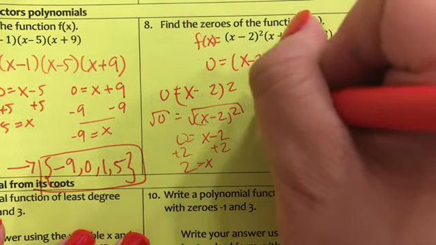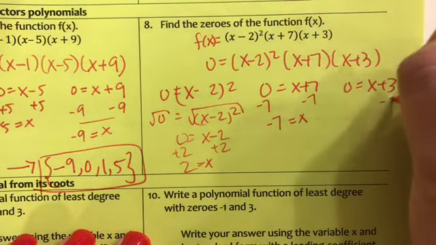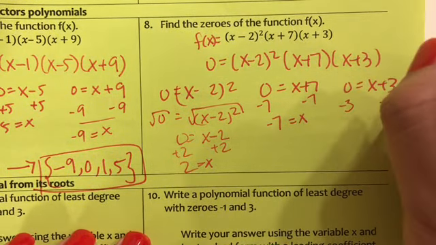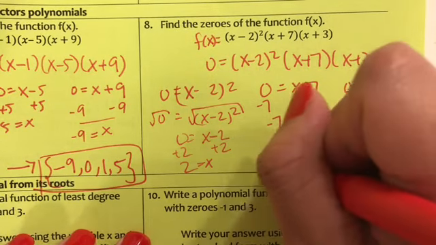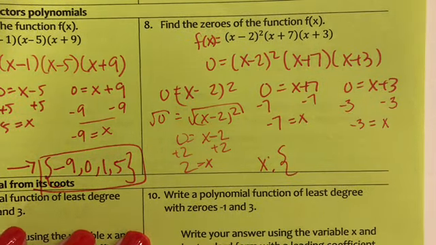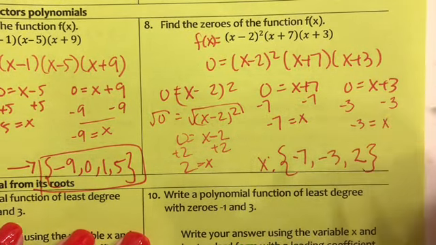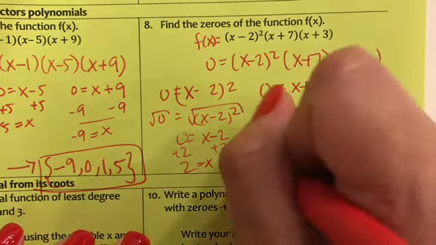We're going to subtract 7 from both sides. x equals negative 7. We're going to subtract 3 from both sides. x equals negative 3. So then our x's are going to be, from least to greatest, negative 7, negative 3, and 2. And those are our zeros.